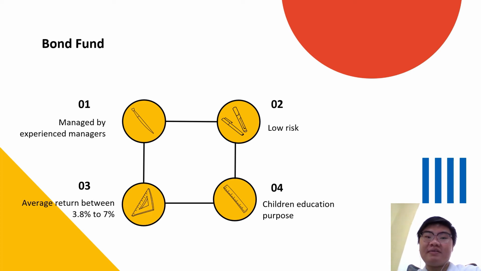Bond fund is a stable investment with minimum risk that allows a client to earn an average interest of around 3.8% to 7% per annum. It's also a liquid investment that comes with the purpose of children's educational fund.